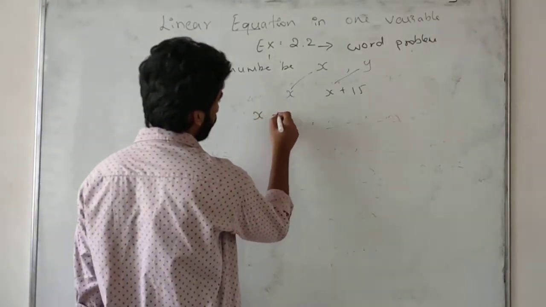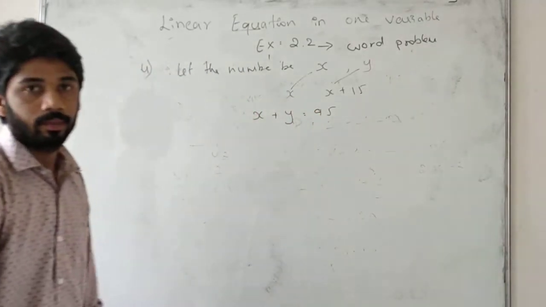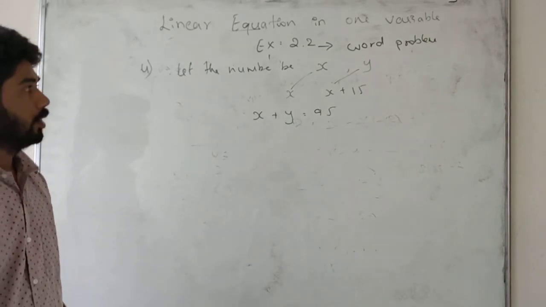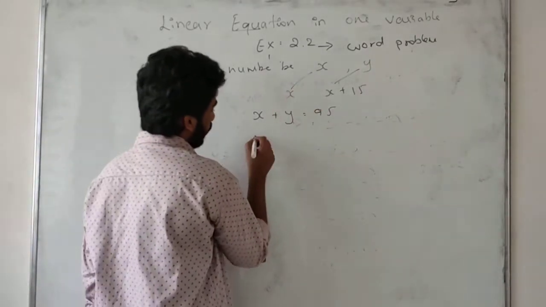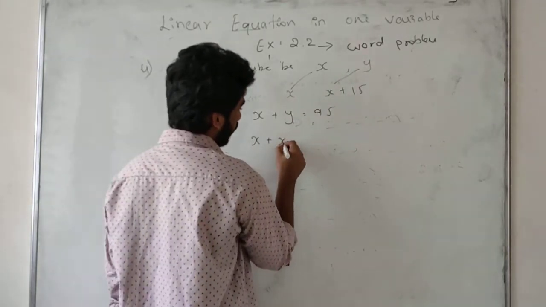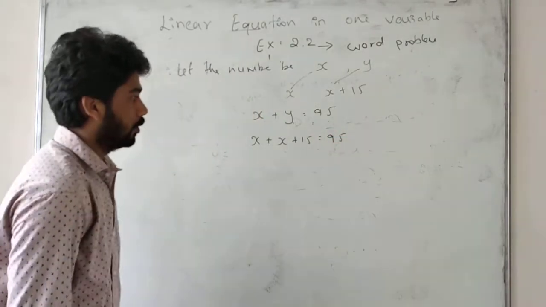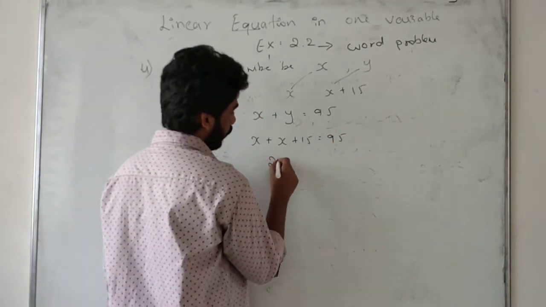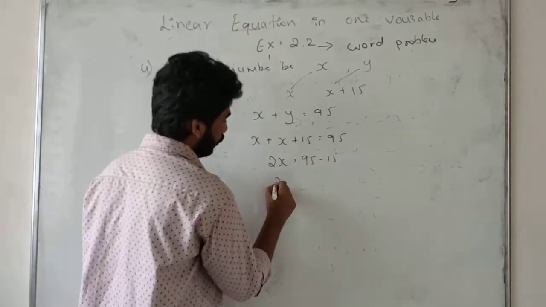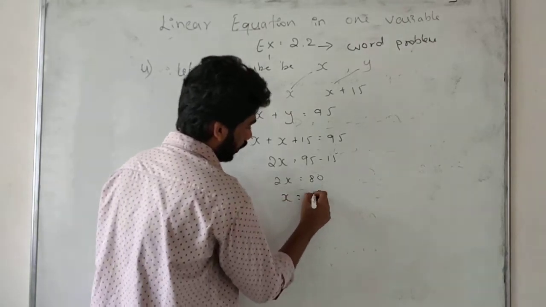So the sum of the two numbers, x plus y, is equal to 95. Students, this is the question. Let the first number be x, and the other number, exceeding by 15, is x plus 15. So we take x plus x plus 15 is equal to 95. Now we solve it: 2x is equal to 95 minus 15. So 2x is equal to 80. So x is equal to 40.